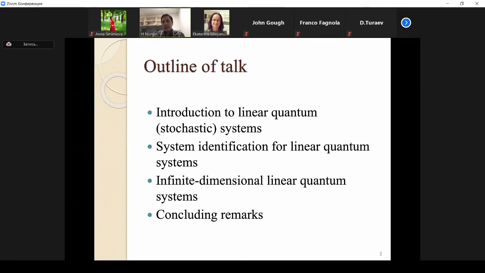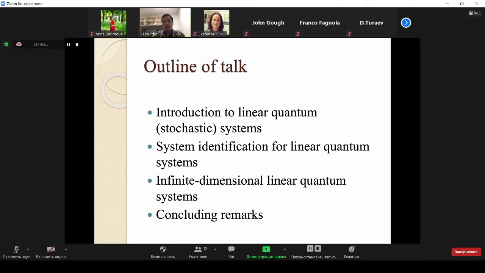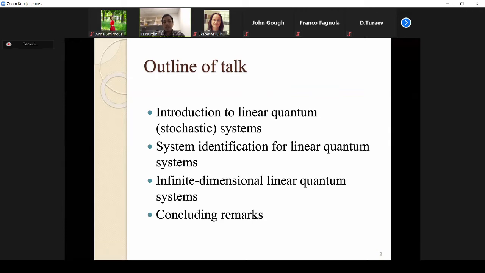And the outline of my talk today will be these 4 points. So we'll begin with an introduction to linear quantum stochastic systems. And then one focus of the talk will be on new directions and open problems. So we'll talk about one new direction, which I've been starting to look at, which is system identification for linear quantum systems. And then I will talk about a new direction of infinite dimensional linear quantum systems. And I will conclude my talk with some concluding remarks.